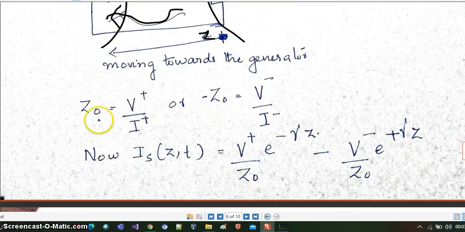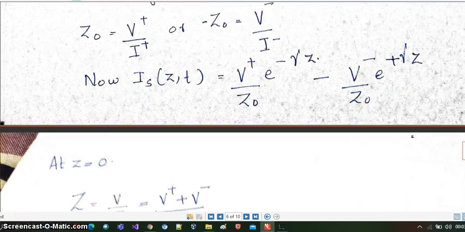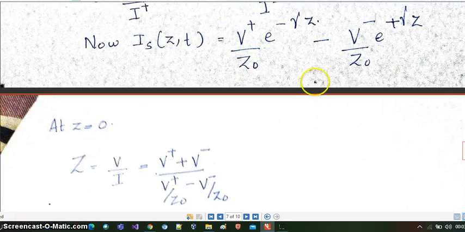Now we know what is Z0. Z0 is equal to V plus by I plus, or minus Z0 is equal to V minus by I minus. Similarly, we know what is Is(z,t). It is V plus by Z0 e raised to minus gamma z minus V minus by Z0 e raised to plus gamma z, which we already derived.